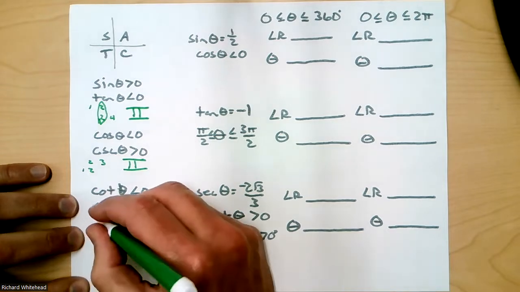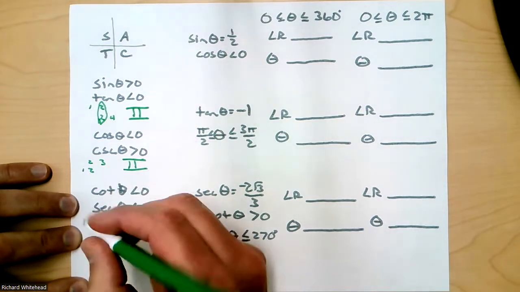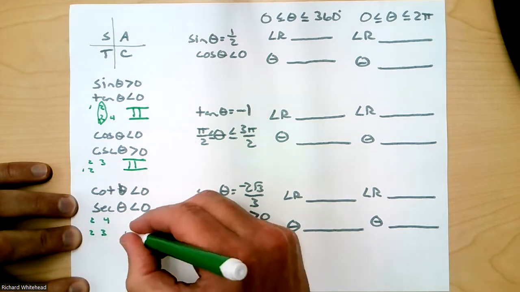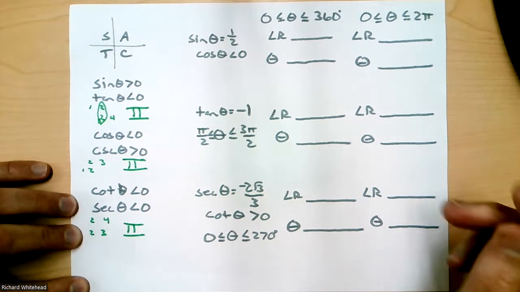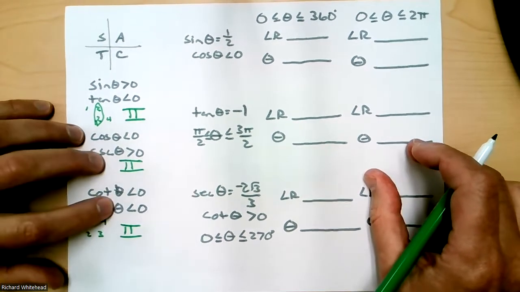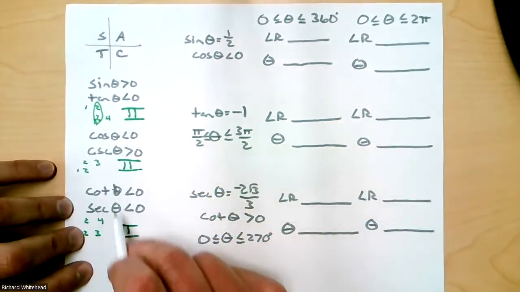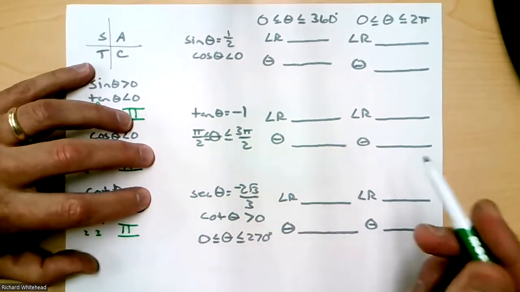Cotan's negative in the second and fourth, secant's negative in the second and third. So all three of those turned out to be second quadrant, but that's just a fluke. I didn't mean for that to happen. Okay, then when you get to the actual problems, these are on the test, and they're in the review guide.